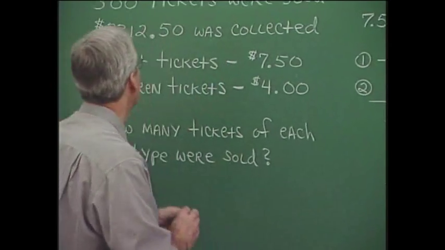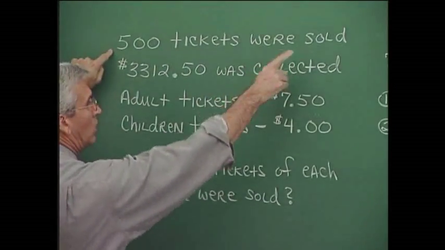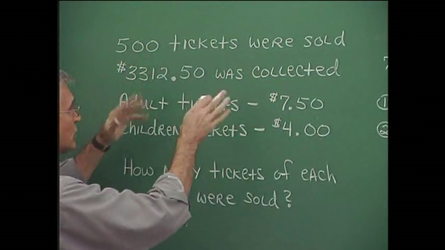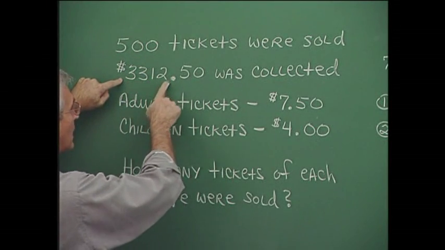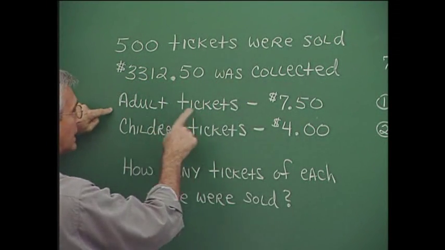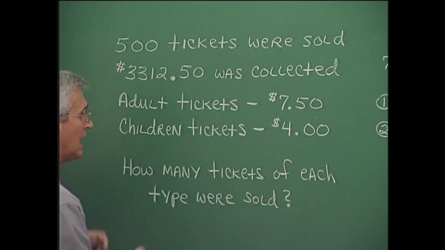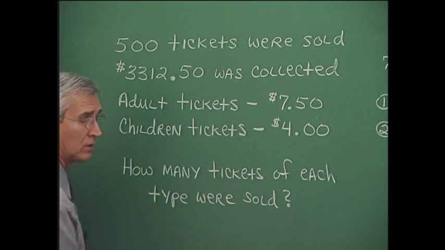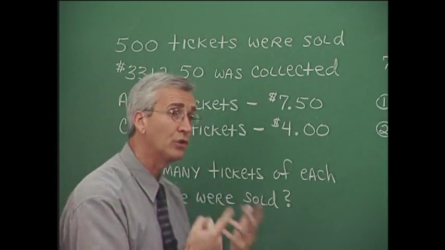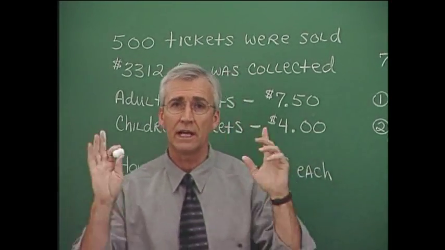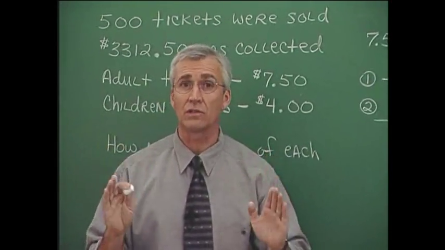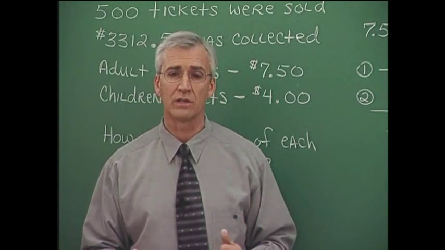Problem like this. 500 tickets were sold to some event, let's say, some school event. $3,312.50 was collected. The adult tickets were $7.50 apiece. Children's tickets were $4 apiece. How many tickets of each type were sold? How many tickets of each of two types, you see, were sold? Ding, ding. We might have a way of solving this using a system of equations.